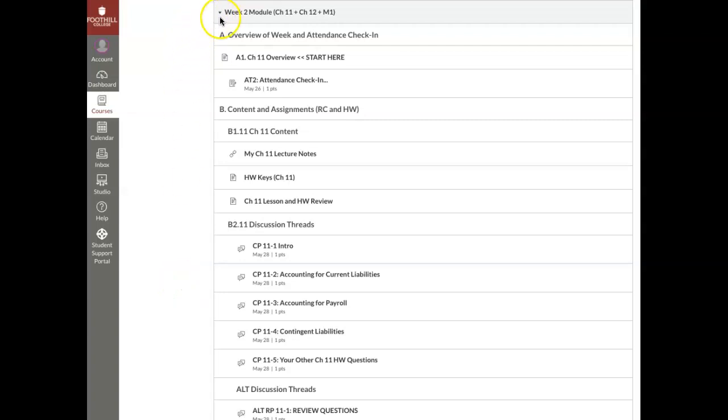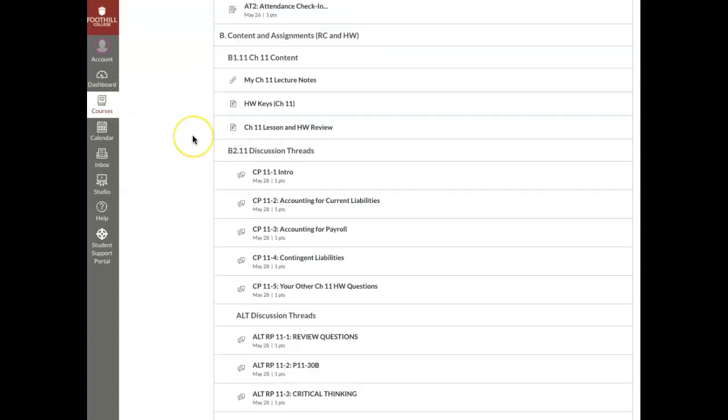Hello class, we're now beginning our second week. We will be covering two chapters. Chapter 11, Accounting for Current Liabilities, and Chapter 12, Accounting for Partnership Transactions.